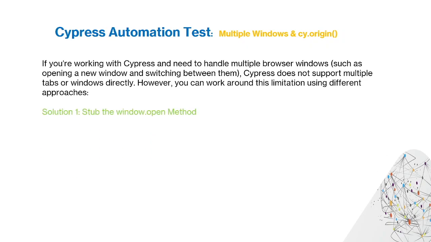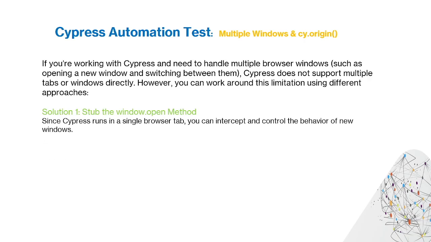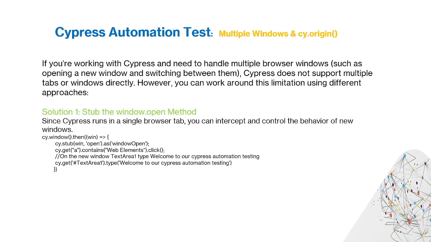Solution 1, stub the window open method. Since Cypress runs in a single browser tab, you can intercept and control the behavior of new windows. Here is the code. This stubs opening a new window, and here we get the link, click, and type the text in the text area.